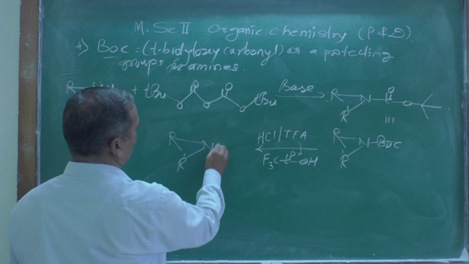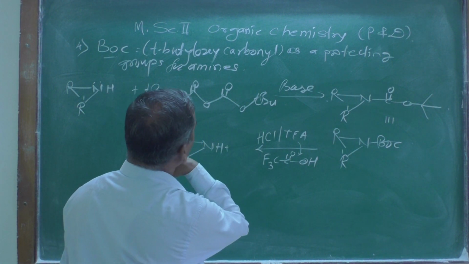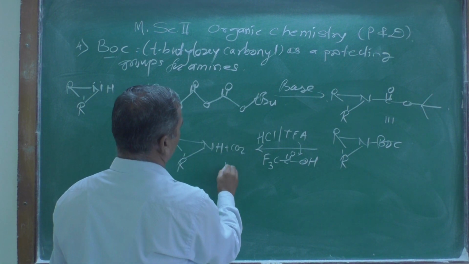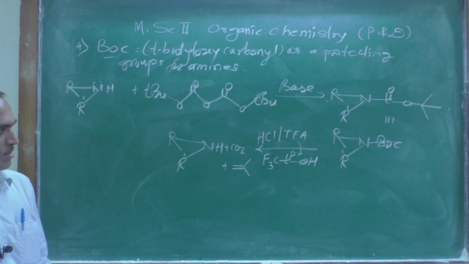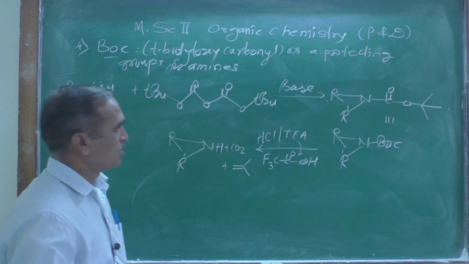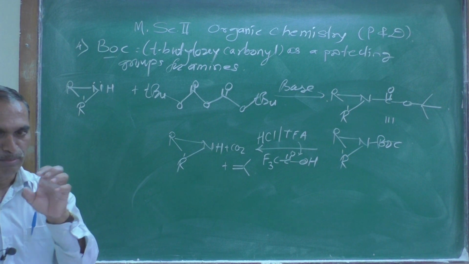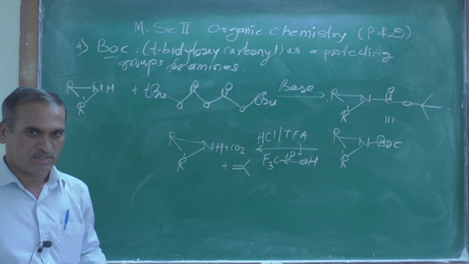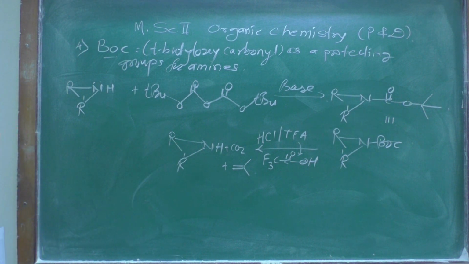This one is R-NH, and the side products you may get here are the evolution of carbon dioxide, as well as isobutene. So what are the mechanisms of protection as well as deprotection? Some examples we are going to consider here.